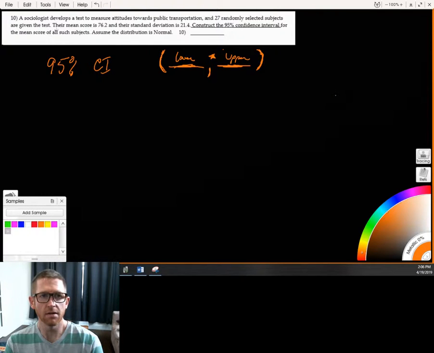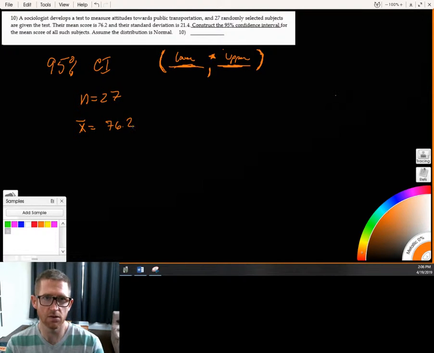So let's look at the problem and understand how to construct this 95% confidence interval. A sociologist develops tests to measure attitudes toward public transportation. 27 randomly selected subjects were given the test, so n is 27, the sample size. The mean score of your sample is 76.2, and the standard deviation of the sample is 21.4. Construct a 95% confidence interval for the mean score of all such subjects.